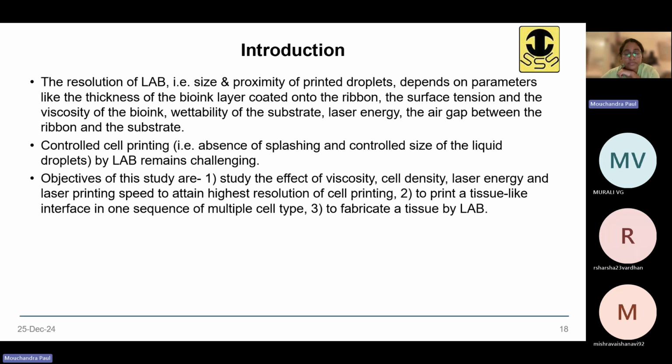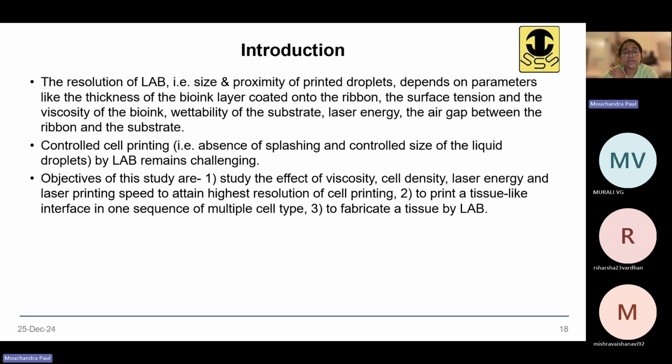Then this technique becomes challenging because you have to control the splashing. You have to control printing to happen in the absence of splashing, meaning the droplet should not break apart into secondary droplets. And you also have to control the size of the liquid droplets. You have to understand how to control the size of the liquid droplets if you want a uniform structure, meaning all droplets should be of the same size. So to prevent splashing, you have to optimize, and that becomes challenging.